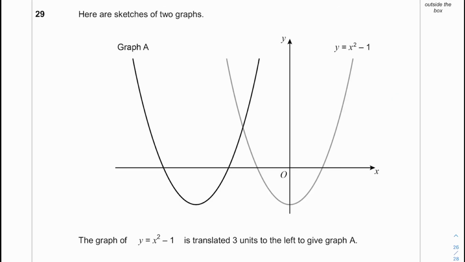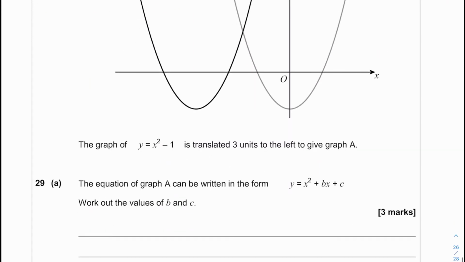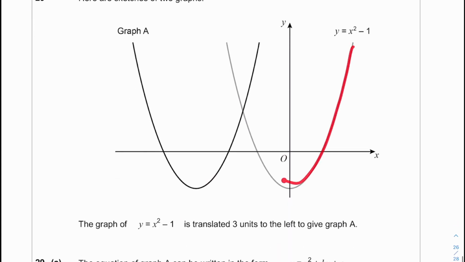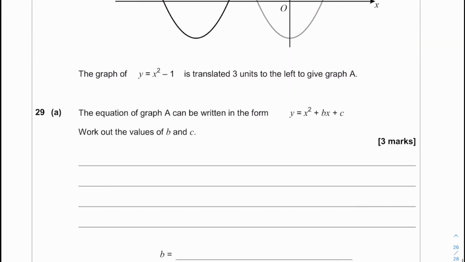Question 29, we are given two graphs as shown in this diagram here. We've got graph A, and then we've got the graph y equals x squared minus 1. We are told the graph of x squared minus 1 is translated 3 units to the left to give graph A. So this graph is the same as graph A, it's just being moved 3 units to the left.